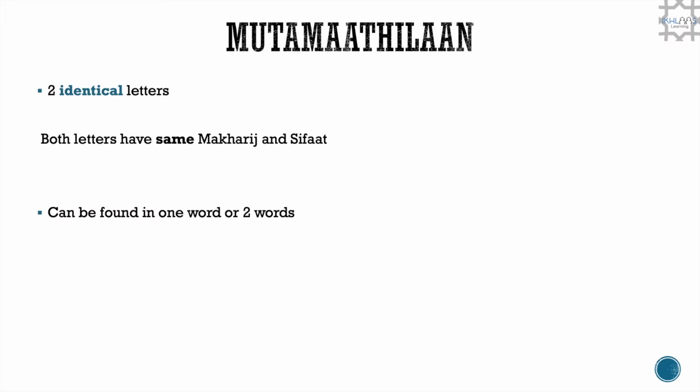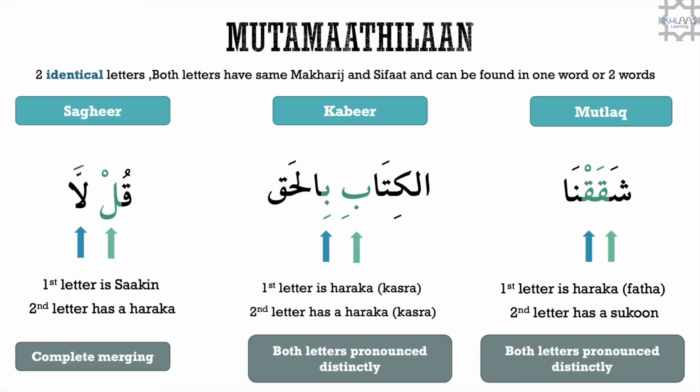So, Mutamathilaan, we mentioned it is two identical letters. So both the letters will have the same makharij and the same sifat. This can be found in either one word or two words. So we will look at some examples. An example of saghir, we have the word here, qulla.